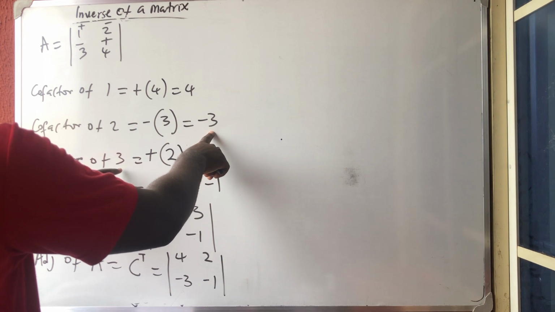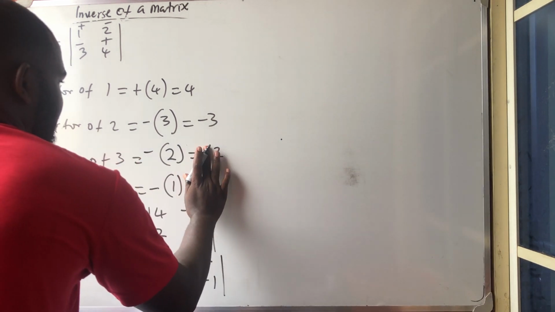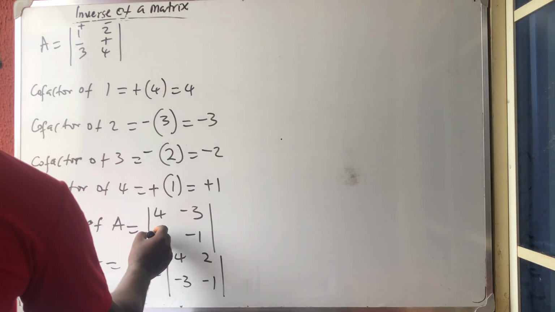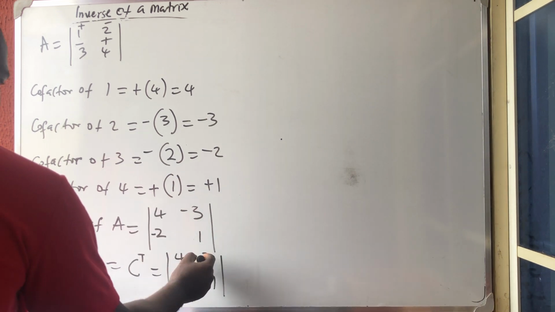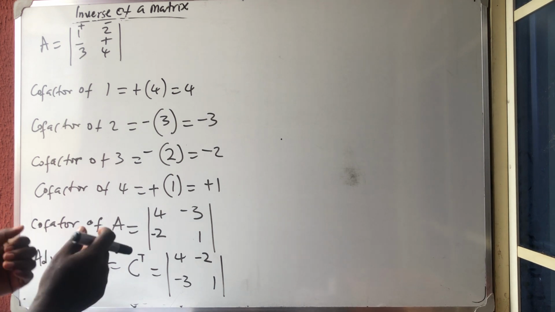Then cofactor of 3 has minus, so here will be minus. Okay, so that's where I made a mistake. The sign can never be the same. So here is minus, while here is plus. Okay, so here 2 is minus and 1 is plus. So as simple as that.